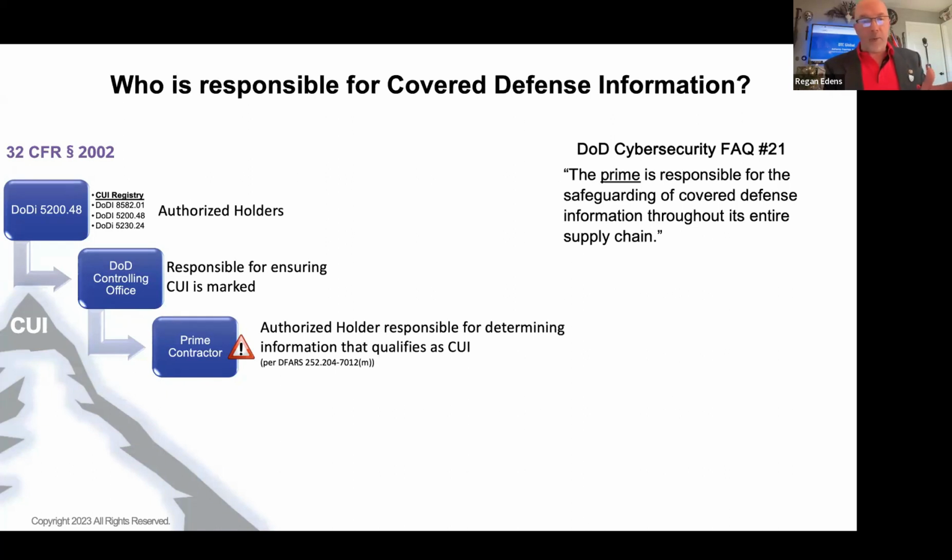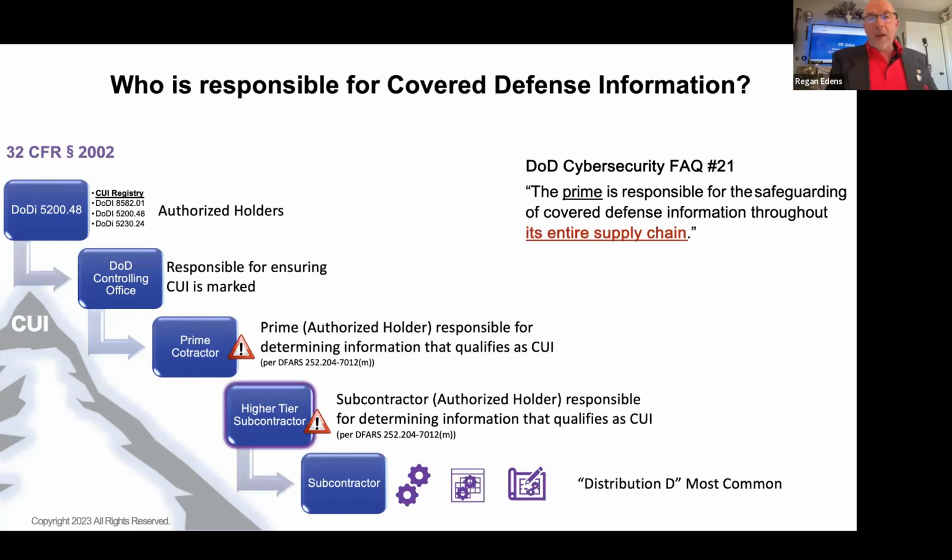The prime contractor is responsible for determining information that qualifies as CUI, but oftentimes you don't get clear guidance from the prime contractor. The higher tier subcontractor is also responsible for determining if the information qualifies as CUI. Again, you may not always get clear guidance, but you should be giving clear guidance. That's the reason why it's your responsibility to know what CUI is and isn't, and what qualifies as CUI when it's received or developed in performance of the contract. When it's properly marked, the most common marking is Distribution D. If you're not familiar with what that means, I'll show you.